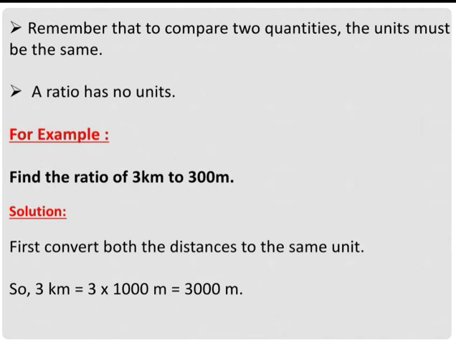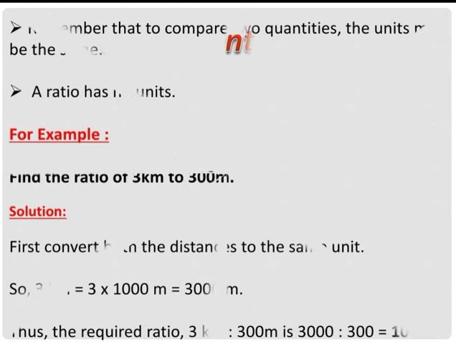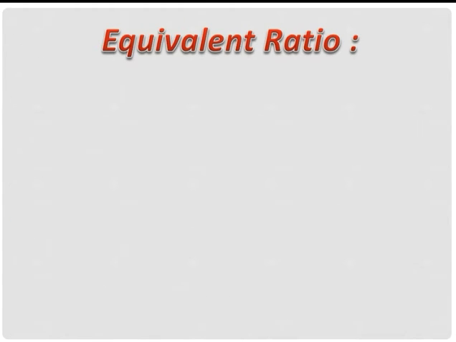So 3 km is equal to 3 multiplied by 1000 meters, which is 3000 meters, because 1 kilometer is equal to 1000 meters. So the required ratio 3 km to 300 meters is 3000 to 300, which is equal to 10:1. Now, the equivalent ratio.